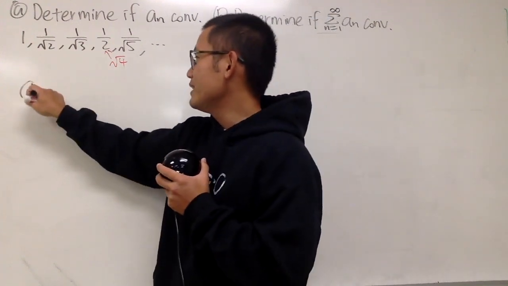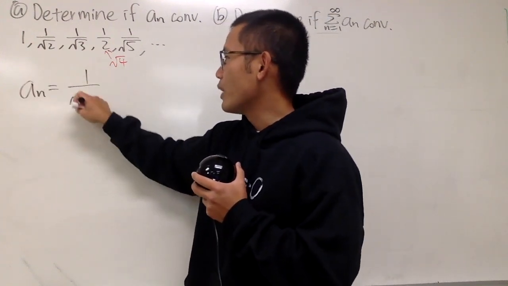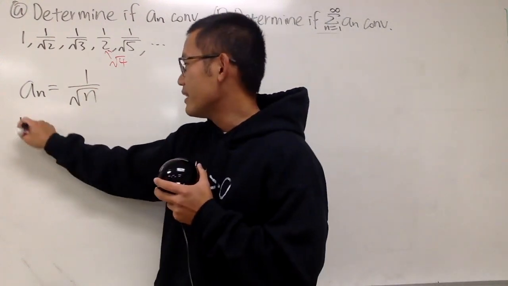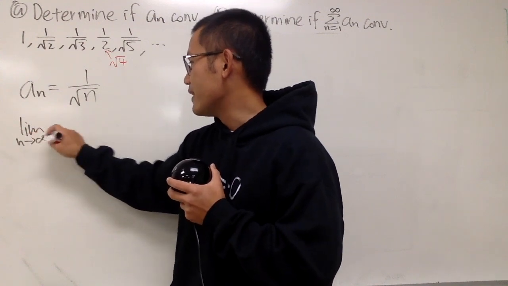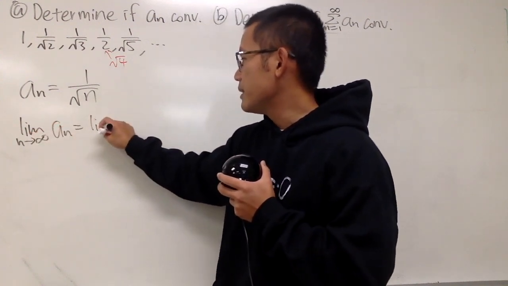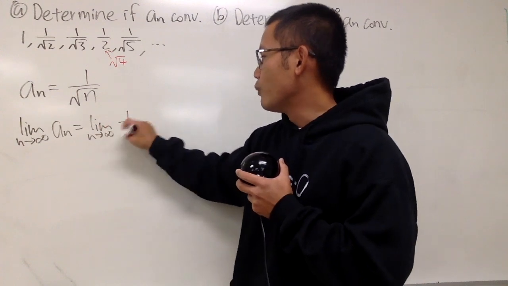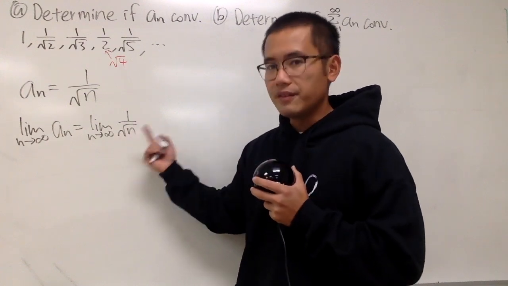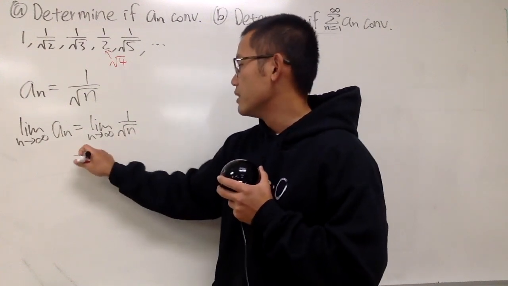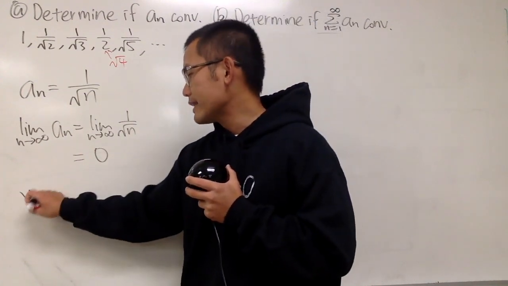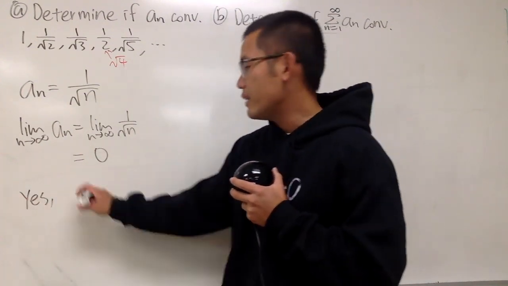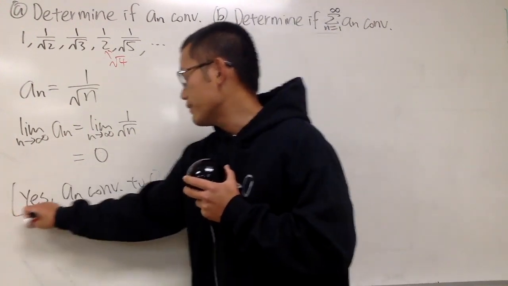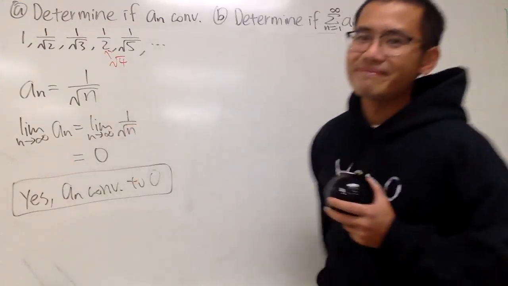Therefore, an is actually really nice because it's just 1 over square root of n, just like that. And our n starts with 1. Then take the limit as n goes to infinity of an, which is the limit as n goes to infinity of 1 over square root of n. You put infinity in here. Square root of infinity is infinity. 1 over infinity, we get 0. Therefore, we know that an does converge, and we'll say an converges to this number, which is 0. And then after that, we are done.